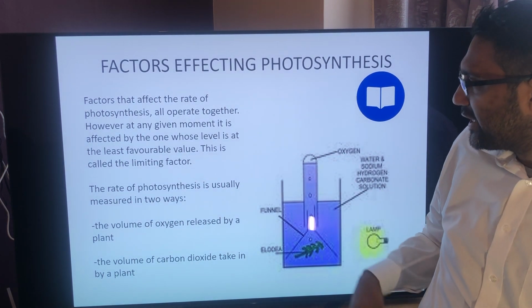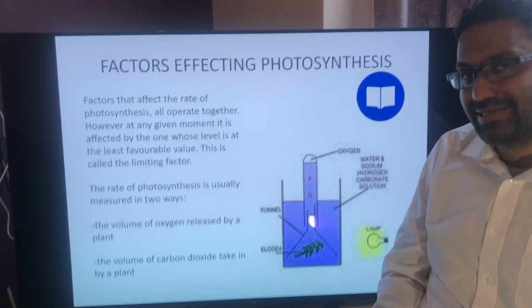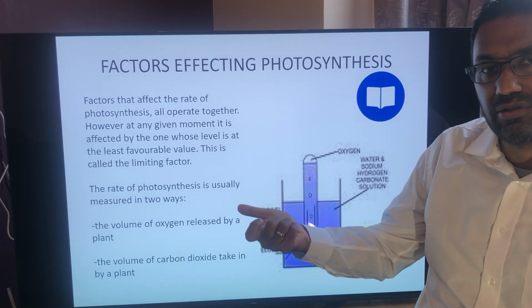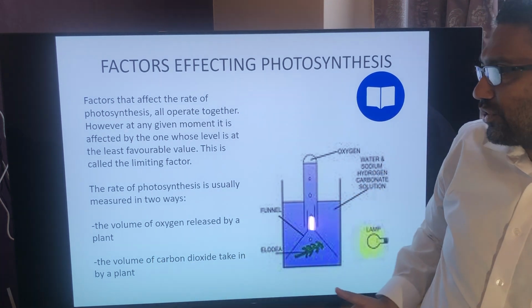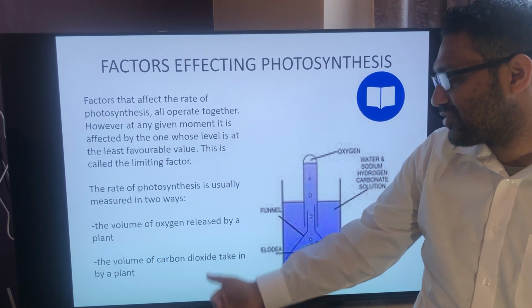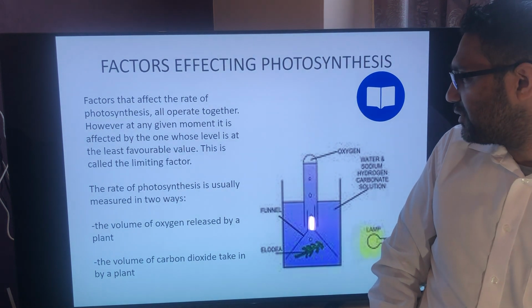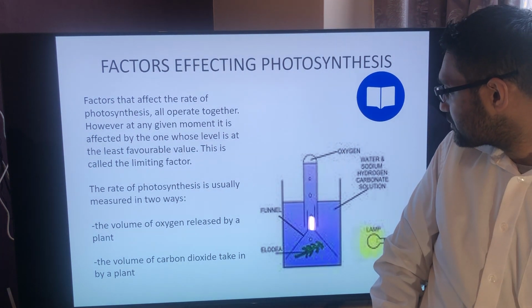You can shine a light on it, and you can change the light intensity either by turning up the voltage on the bulb, making it brighter, or you can move the light bulb closer or further away and have a meter ruler measuring the distance the light is away from the plant.